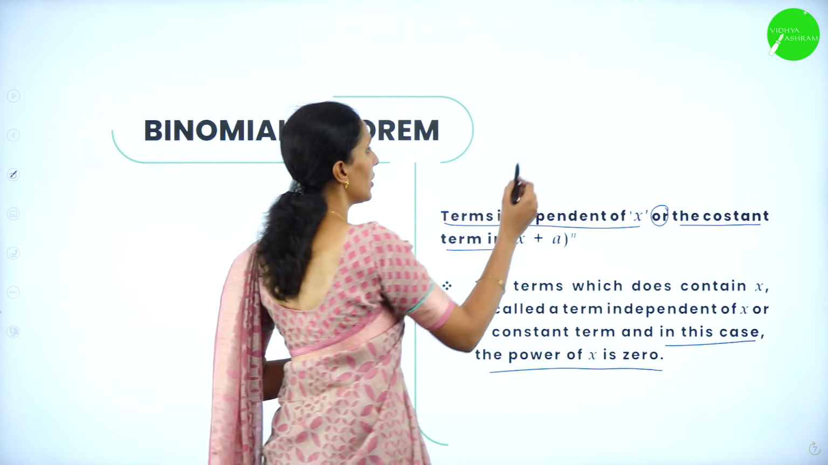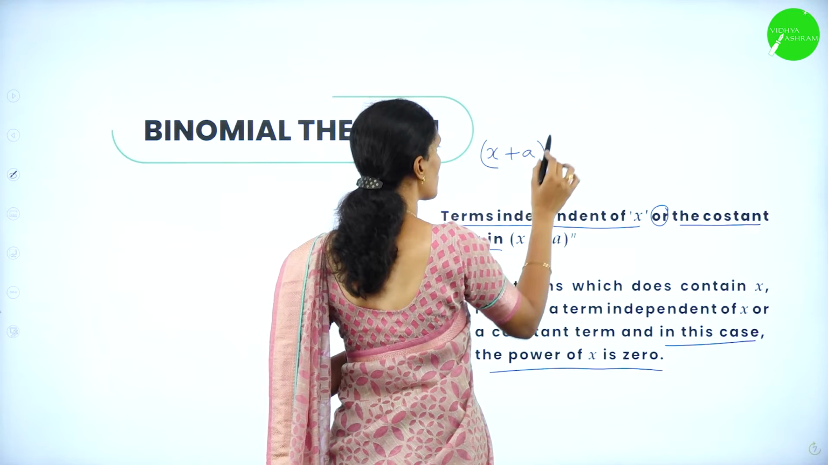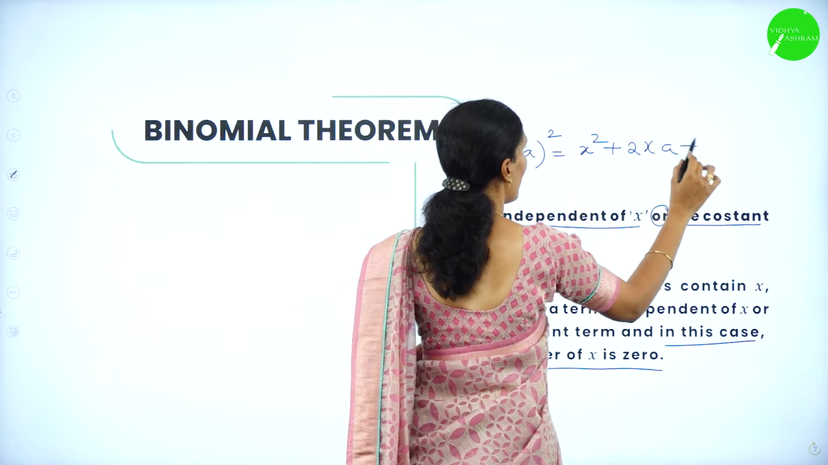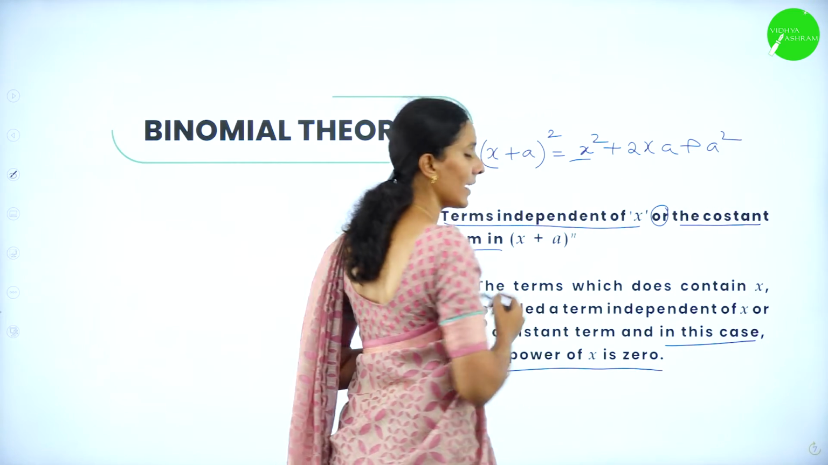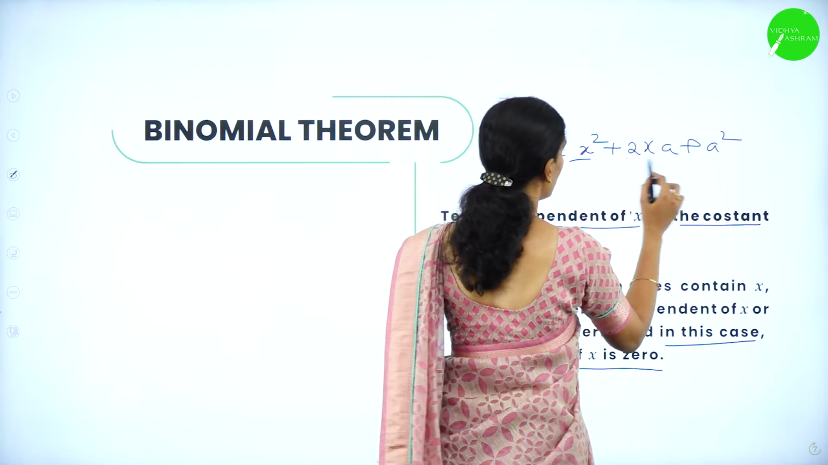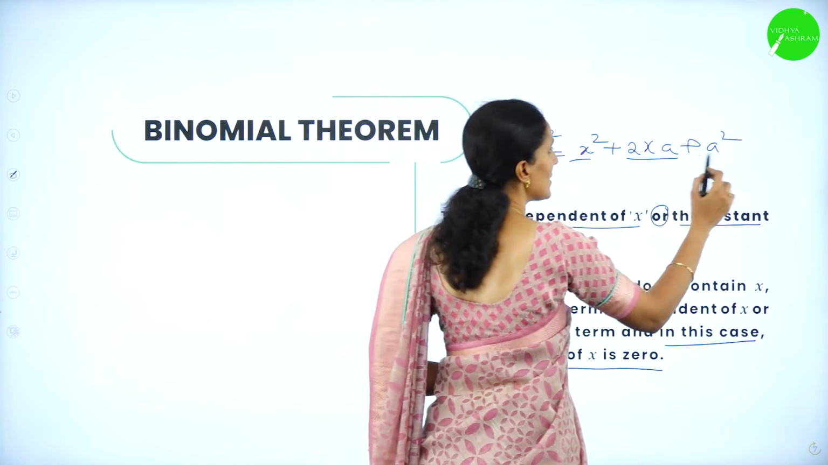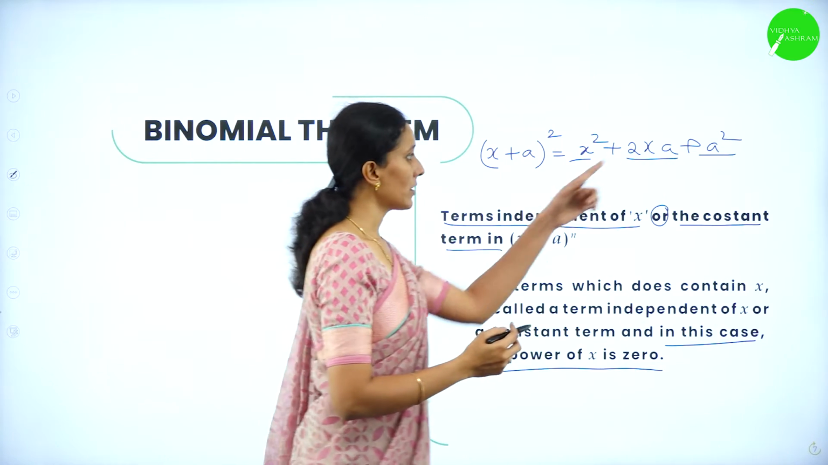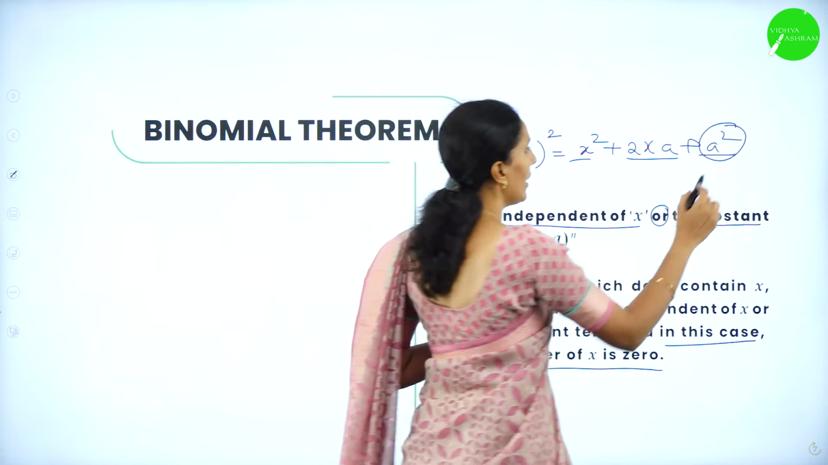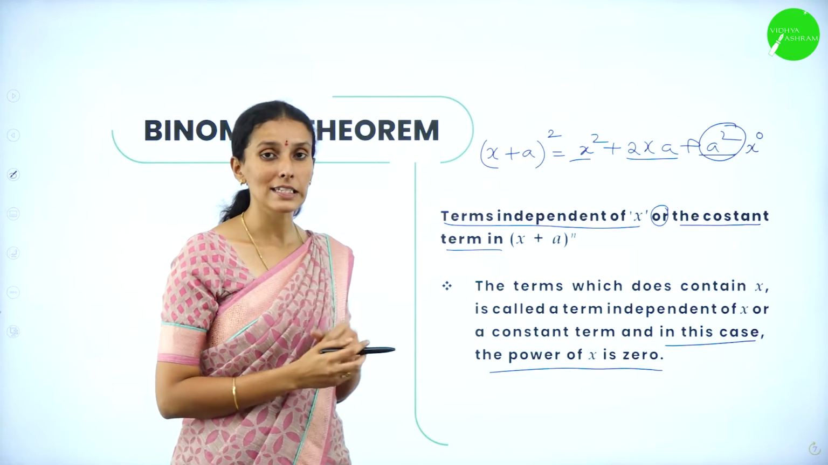So whenever you have written, see here, suppose you have (x + a)^2, it is x^2 + 2xa + a^2. This contains a variable, which is not independent of x. But this is not a variable. a is a constant term. Here, why is the value of x not written? Because the power of x is 0.